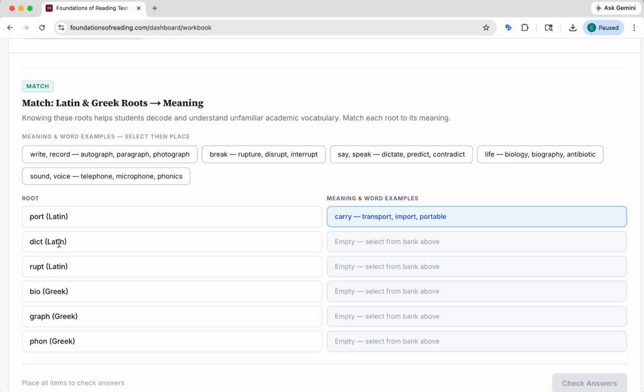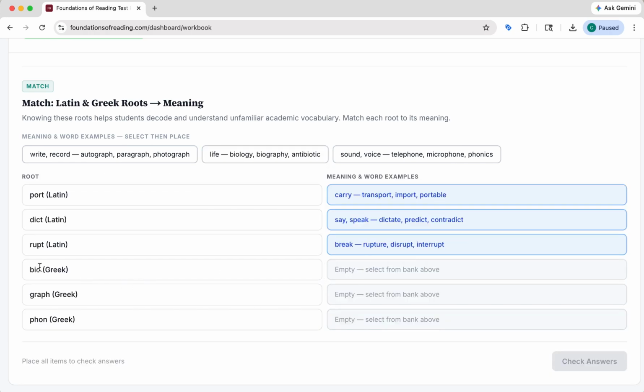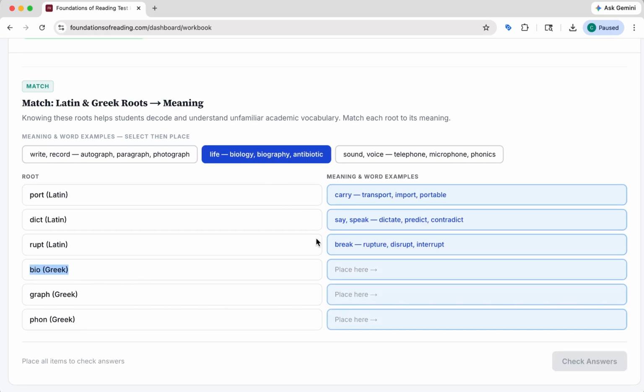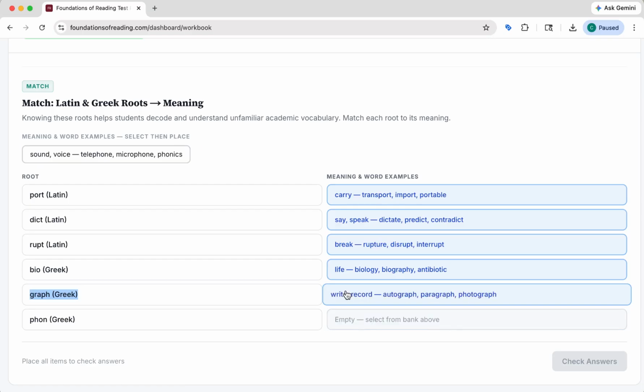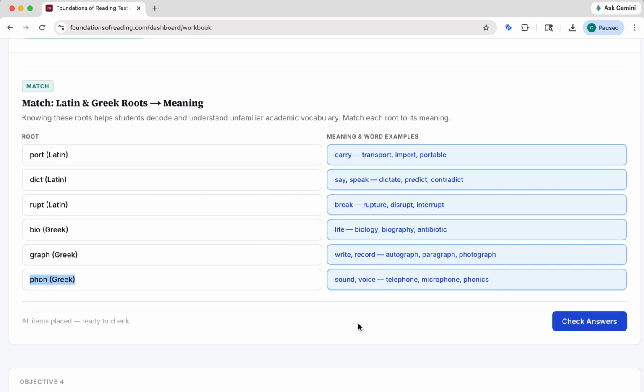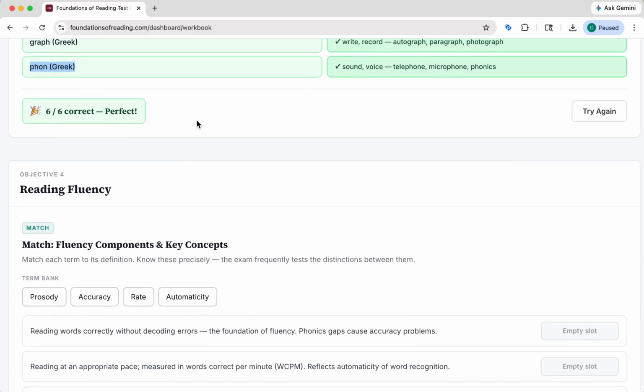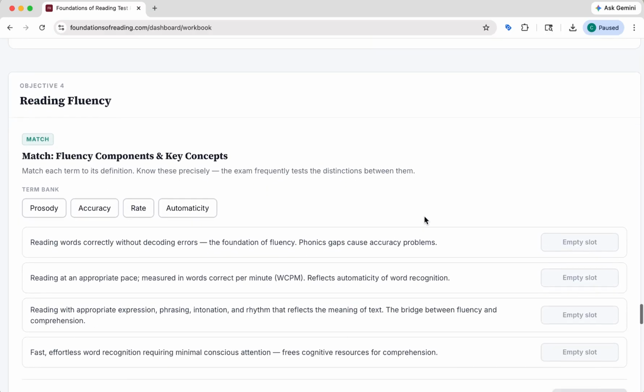Right here, we have dict, such as dictation. That would be to say, not to be confused with sound or record, similar but different, right? And then we have rupt, like disrupt. There we go. Bio is life, biology. Graph means to write. And phon, like phonology, phonemic awareness. There we go. Let's check it. And we are doing good. Thank you for sticking around. I wouldn't be doing so well if it wasn't for you sticking around.